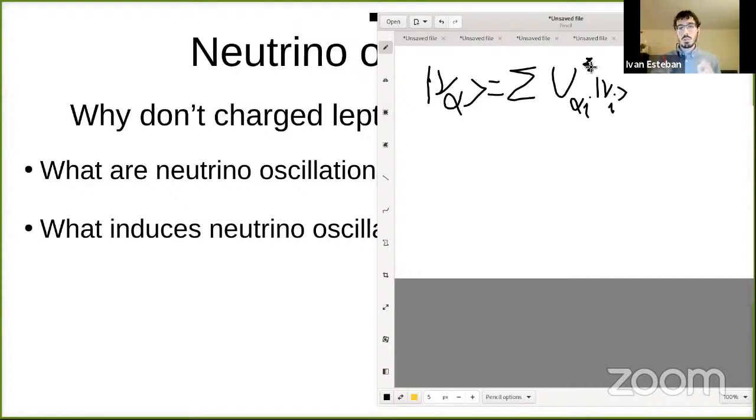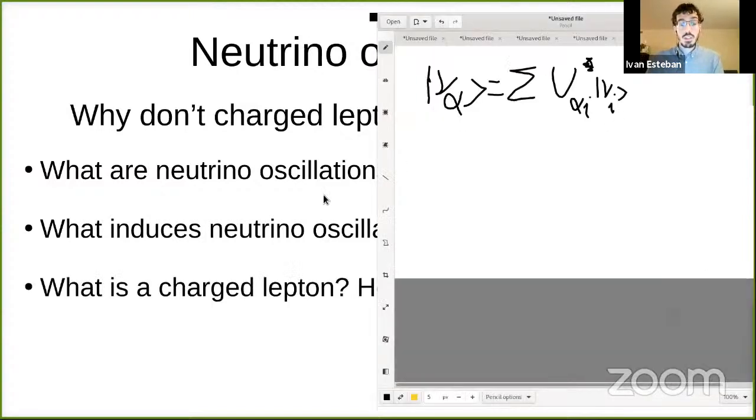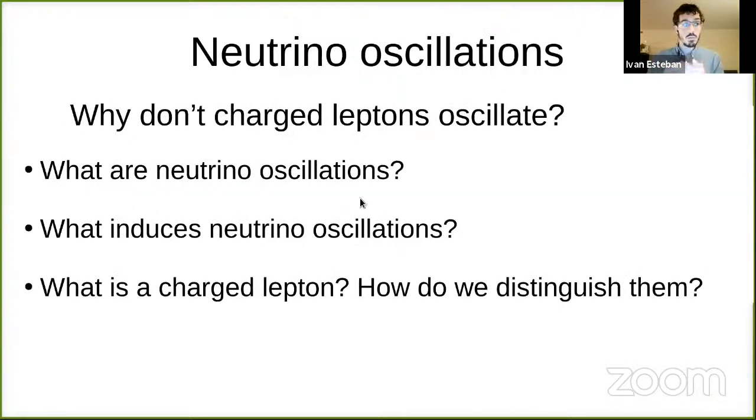So neutrino flavor states are defined in the following way. An electron neutrino is the neutrino produced together with an electron. A muon neutrino is a neutrino produced together with a muon, and so on and so forth. And this is a combination of mass eigenstates. The mass eigenstates evolve differently, and this is why we have interferences, and this is why flavor eigenstates can transform into one another. However, for charged leptons, the difference between an electron, a muon, and a tau is nothing but its mass. So the way we distinguish an electron from a muon from a tau is by their masses.